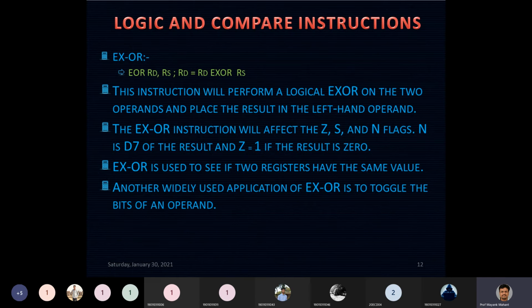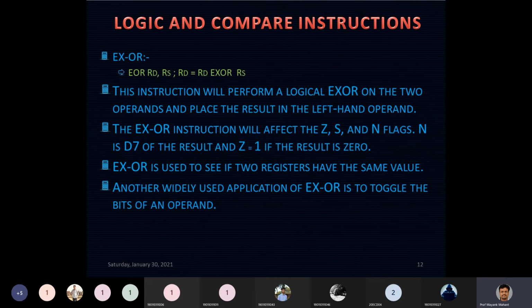For what purpose do we generally use the XORing operation? XORing is generally used to see whether two registers have the same value or not, because we know that with XOR, if two values are the same, the result is 0. So we can check the Z flag and perform the XOR operation to see whether two registers have the same value within them or not.